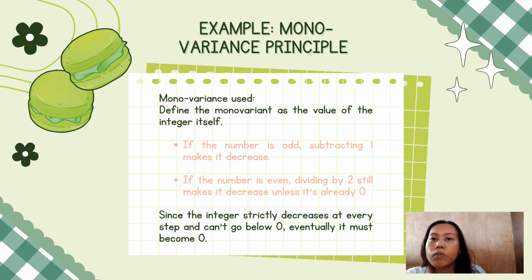For example, 6 divided by 3, yung lalabas dun is 2. So this also decreases the number. So napapansin niyo, bumababa talaga yung value ng number, kahit even siya or odd. The situations where we can use monovariance are in mathematics, computer science, and puzzles. So that's it.